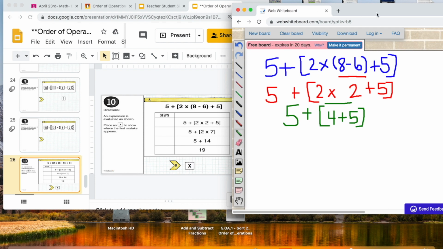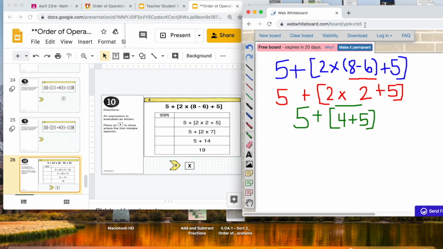So here is the expression at the top, and because of order of operations, I know I've got to use brackets first, brackets, parentheses. So inside my brackets, I'm doing my parentheses, 8 minus 6, and now I have 5 plus 2 times 2 plus 5 still in brackets. And it's very important. Kids love this because they're not trying to find an answer. They're just trying to find the mistake. So I'm looking at my first one. Okay, my first one matches their first one here. So I'm good there. They didn't make a mistake there.